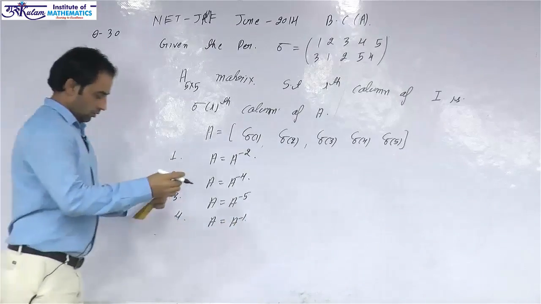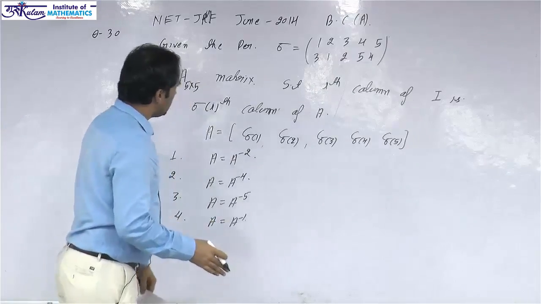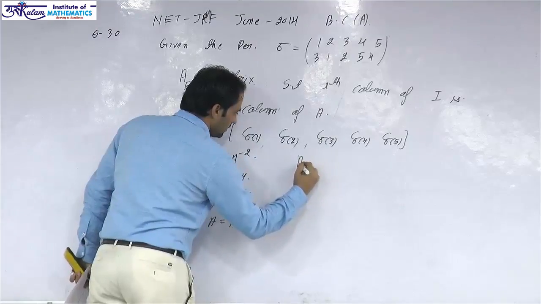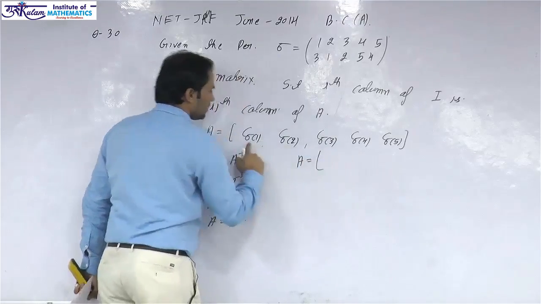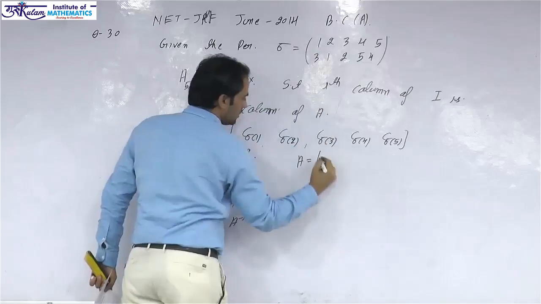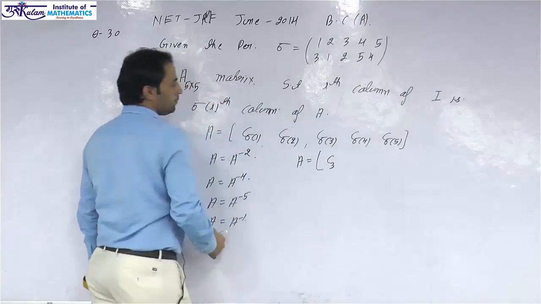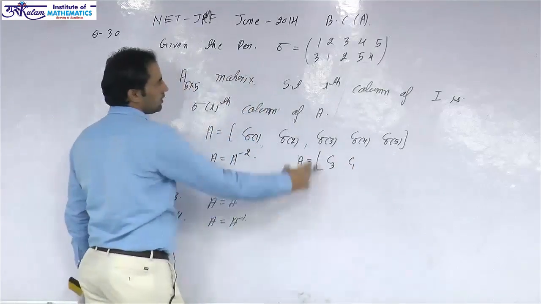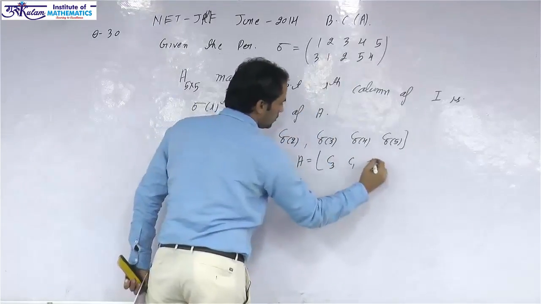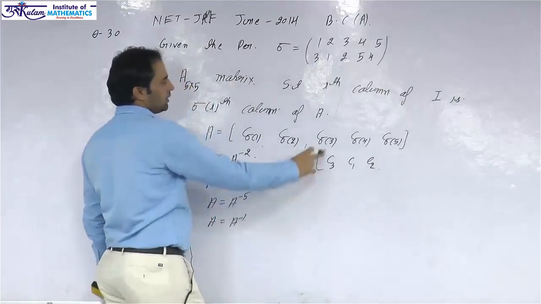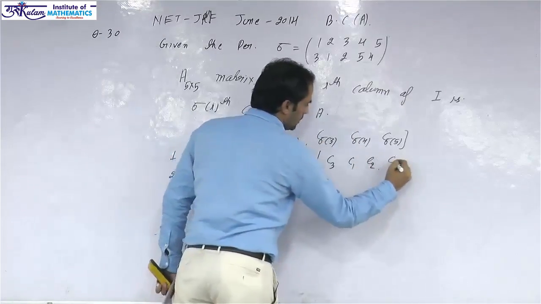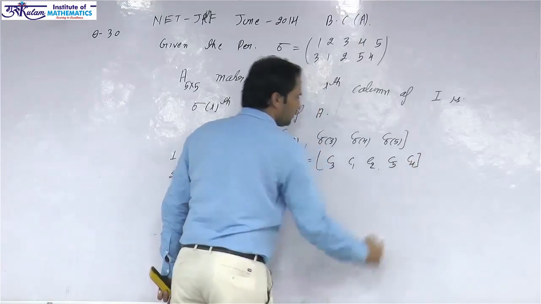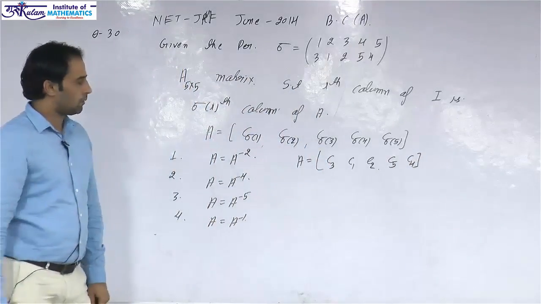So you can check that this given matrix is a permutation matrix, and A is simply sigma: the image of 1 is 3, so C3; sigma 2, the image of 2 is 1, so C1; sigma 3, the image of 3 is 2, so C2; the image of 4 is 5, so C5; the image of 5 is 4, which is C4. So this is a permutation matrix.